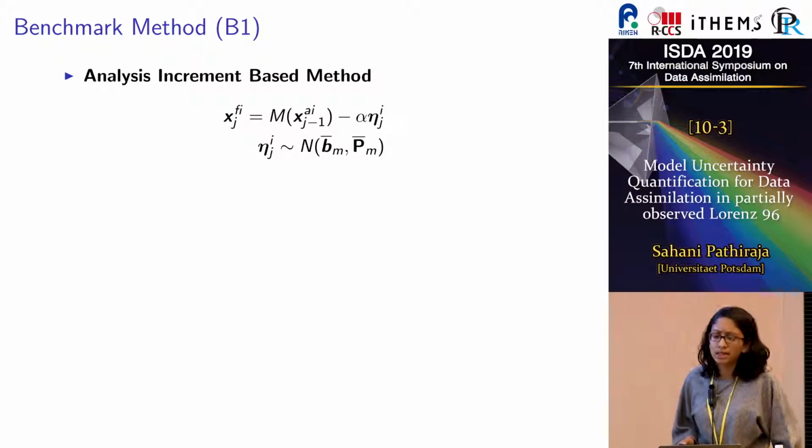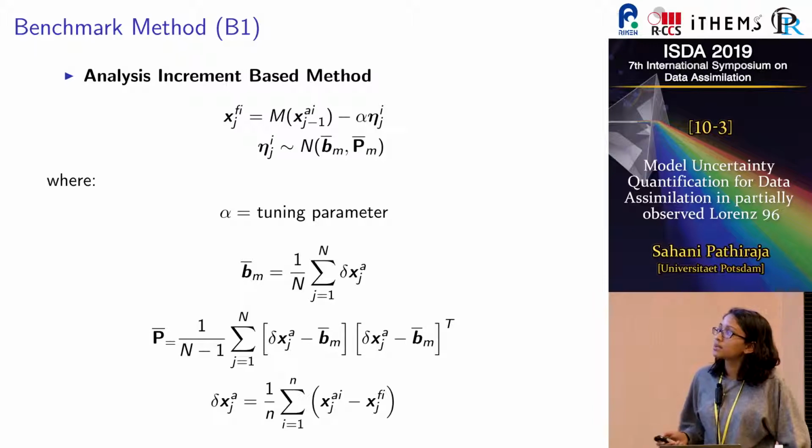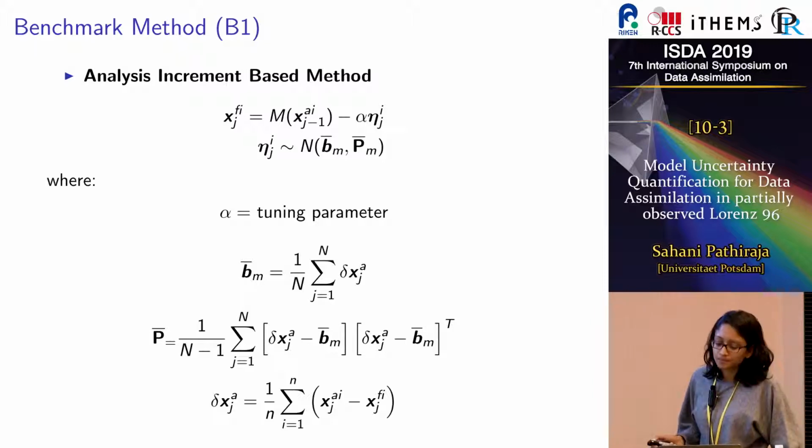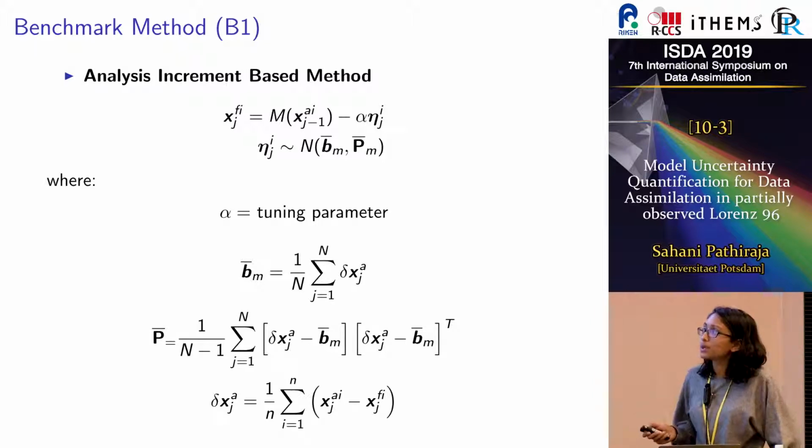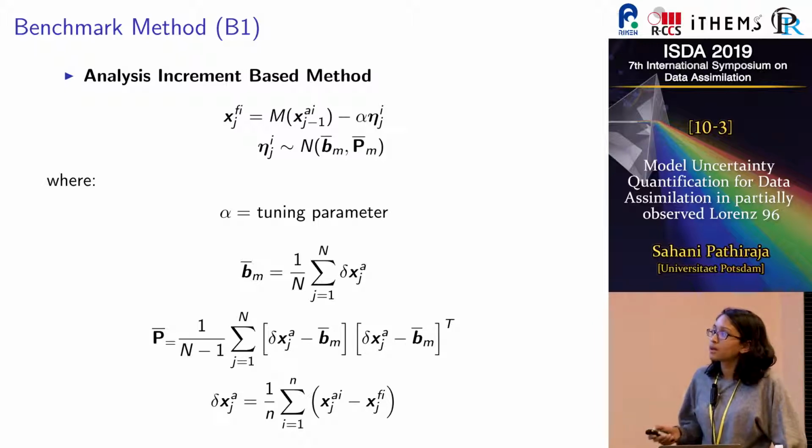So the first is an analysis increment-based method, which basically assumes that the model errors can be characterized by a Gaussian, where the mean and covariance is estimated from sample statistics of analysis increments. So that's this delta x_j term here. And analysis increments is essentially just the difference between an analysis and a prior at a particular time during an assimilation run.